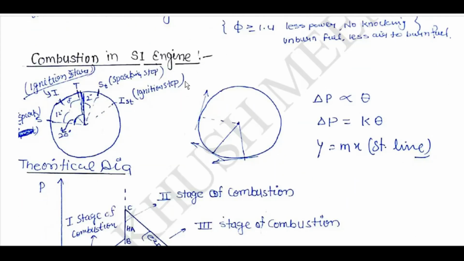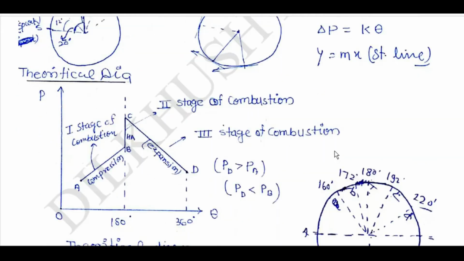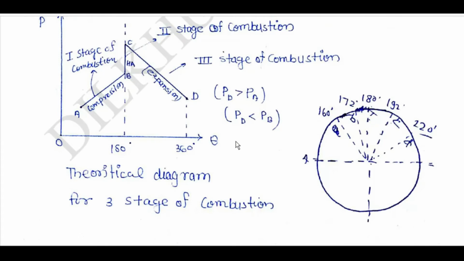Combustion in SI engine. Spark, ignition starts; sparking stops, ignition stops. Delta P is directly proportional to theta. Delta P is equal to K theta, like Y is equal to mx. Theoretical diagram: P versus theta. Compression increases, heat addition again increases, expansion decreases linearly. First stage of combustion, second stage of combustion, third stage of combustion. 180 degrees, 360 degrees.